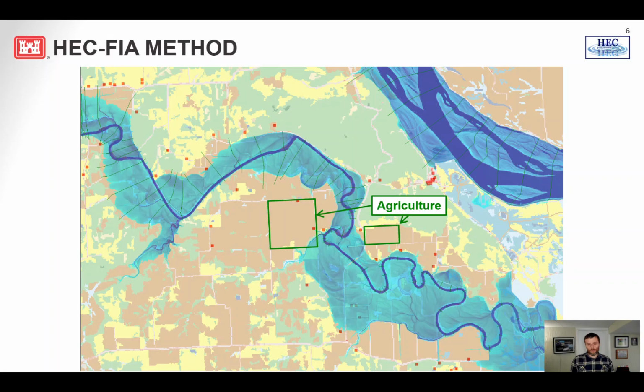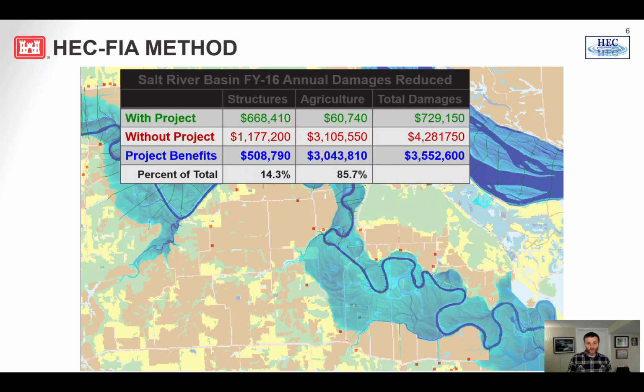Also, a huge thing in St. Louis is agricultural damages. So there are a lot of the area downstream of the reservoirs in St. Louis that have agricultural components, and that was not something that was really calculated very well at all in the legacy process. And so we run both of those for flood events in St. Louis downstream of the project.